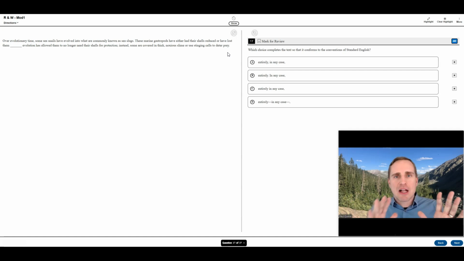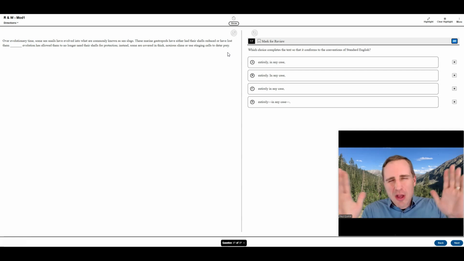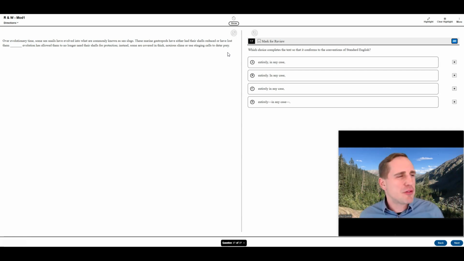Now, even though I've read a lot of the full sentences in these last few, hopefully you get the idea of what the sentence is about and focus mostly on where the blank is, you don't have to read necessarily the full sentence. So let's reread the part that's really relevant. These marine gastropods have either had their shells reduced or have lost them entirely. And then do we go comma, in any case, evolution? Now that's a really run-on sentence, but we do have a semicolon here, so that seems to end the idea. Have lost them entirely, and then do we do in any case?